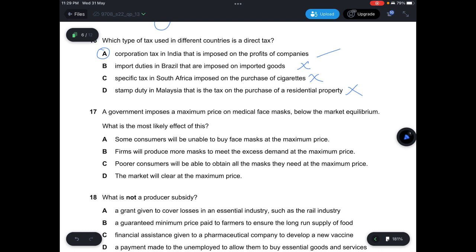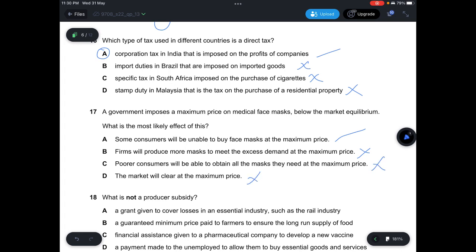Question 17, it says a government imposes the maximum price of medical face masks below the market equilibrium. Now, what is the most likely effect of this? A, it says some consumers will be unable to buy face masks at the maximum price, which is correct. B, it says firms will produce more masks to meet the excess demand, which is not correct. C, it says poorer consumers will be able to obtain all the masks, which is not correct. D, it says the market will clear, which is also not correct.